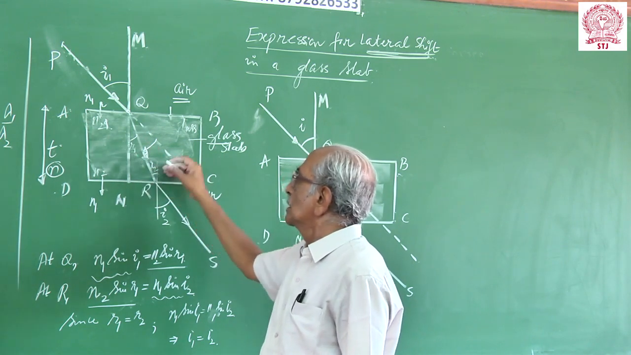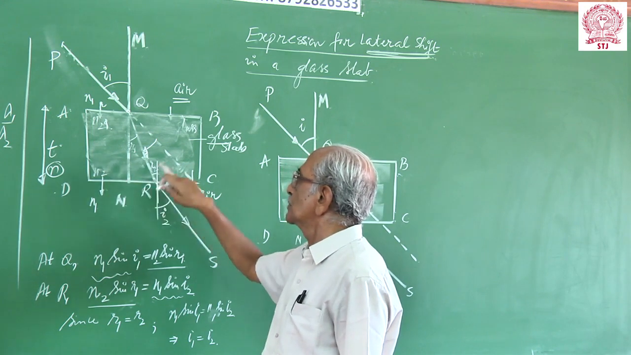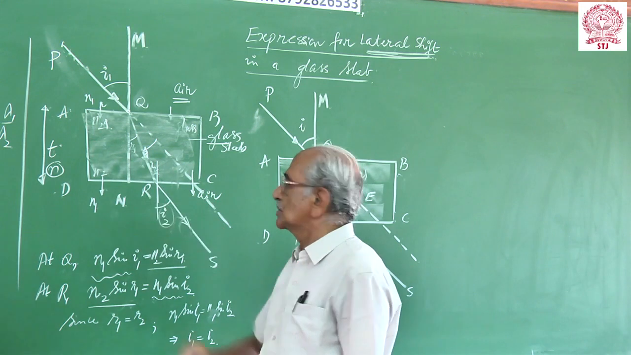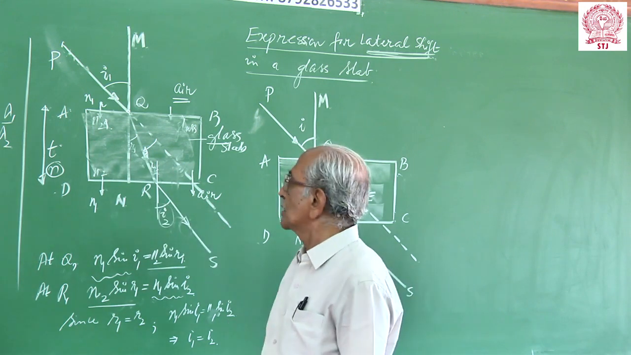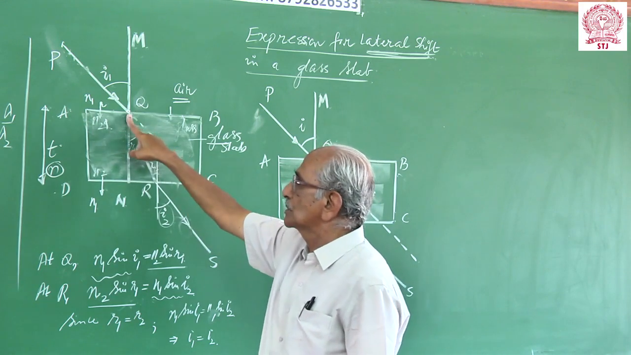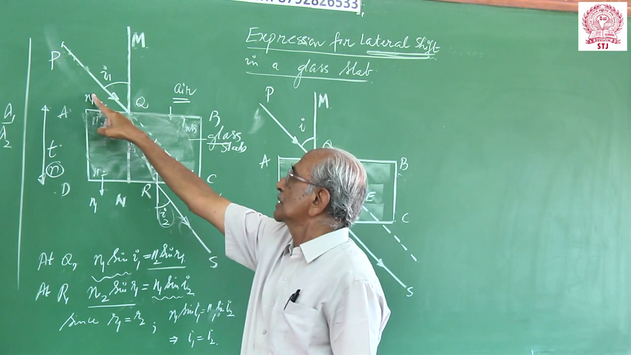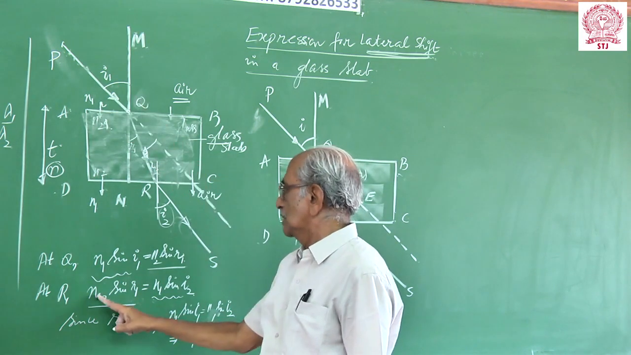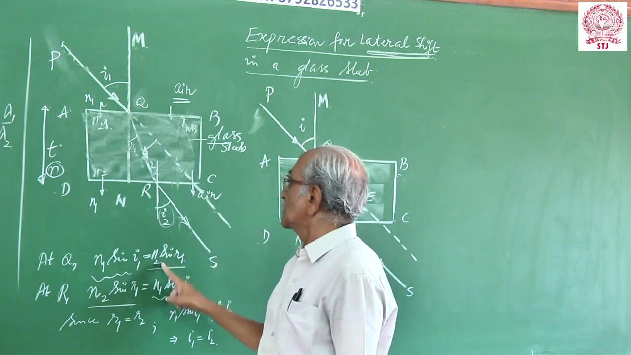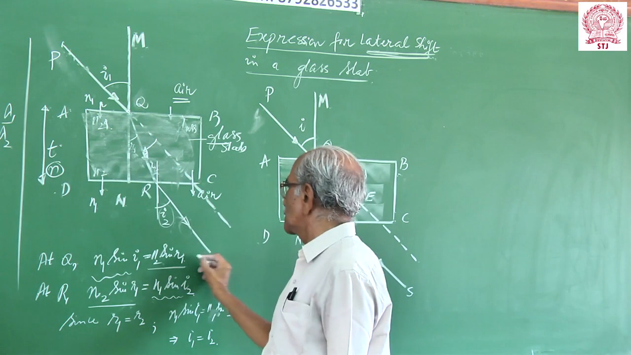refraction R1. Now, when it goes out of the second surface, it makes an angle of incidence R2 and comes out at an angle of refraction I2. Now, I will apply Snell's law at this surface. So, N1, the first medium refractive index, N1 sine I1 at this point of incidence is equal to N2 sine R1. I will call this equation 1.